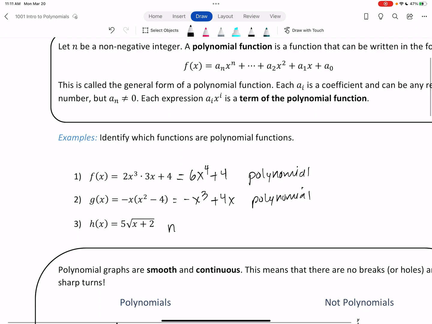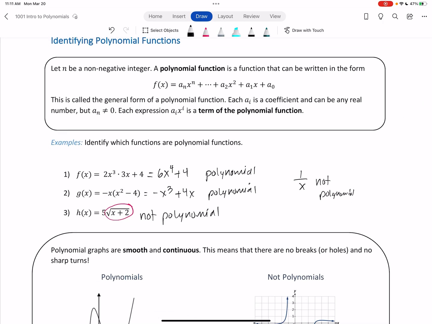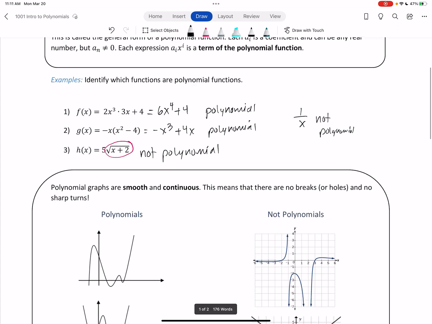This one, not polynomial. The reason is because we have that square root. There's no way for us to get rid of that square root right there, so that's going to cause us to be not polynomial. Another example you might see is 1 over x, not polynomial. Anytime you put x's in denominators, or put square roots, all those things are not polynomial. So if you're looking at an equation, you can determine if it's polynomial.